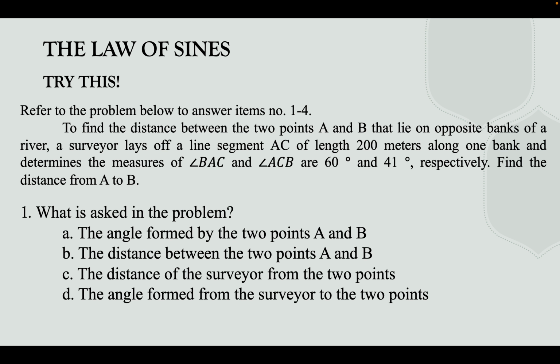So what is asked in the problem? Question number 1. A, the angle formed by 2 points A and B. B, the distance between the 2 points A and B. C, the distance of the surveyor from the 2 points. And letter D, the angle formed from the surveyor to the 2 points. So the answer is letter B, the distance between the 2 points A and B.